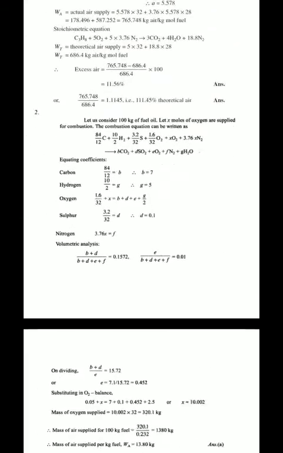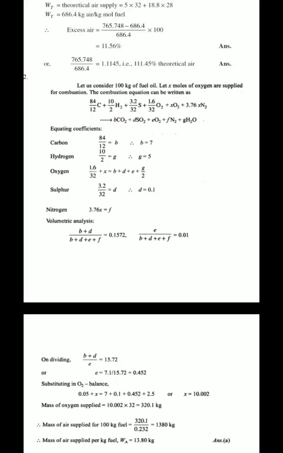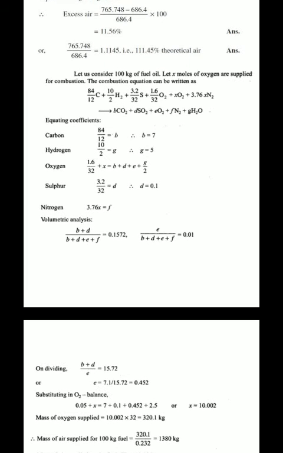Here you can see, first we are considering the complete combustion equation based on 100 kg of fuel, and X moles of oxygen are supplied for combustion. So you can write 84 by 12. Why 84? Because 84% carbon is there and the molar mass of carbon is 12. Similarly for H, it's 10% hydrogen, so 10 by 2, because hydrogen has molar mass 1.